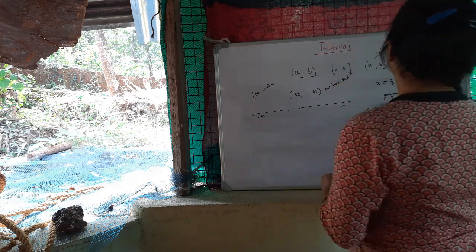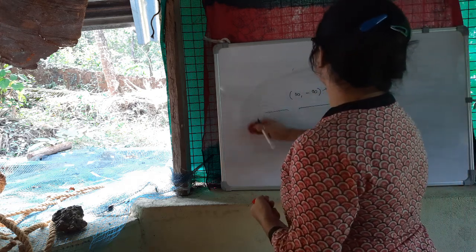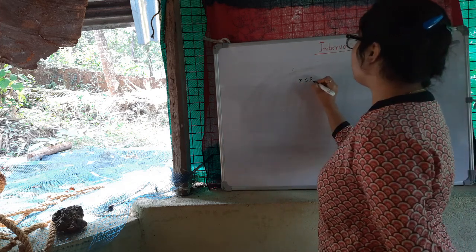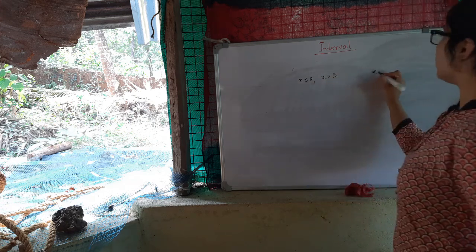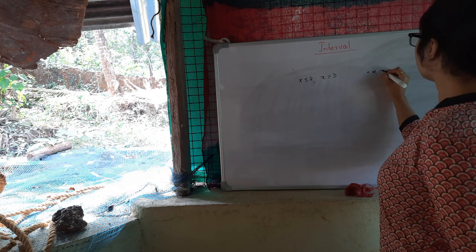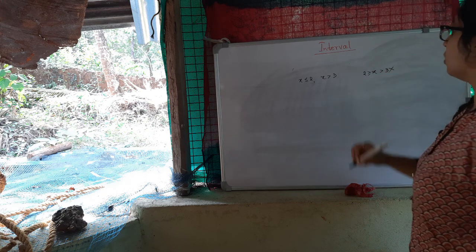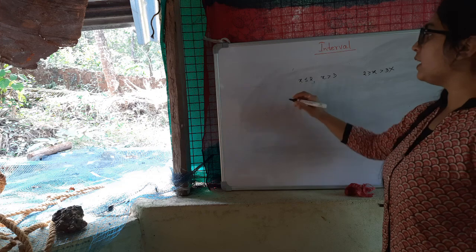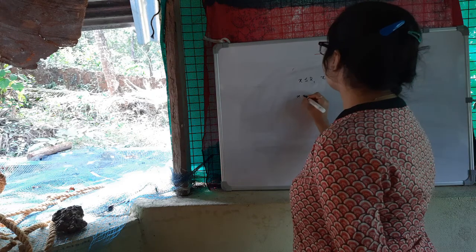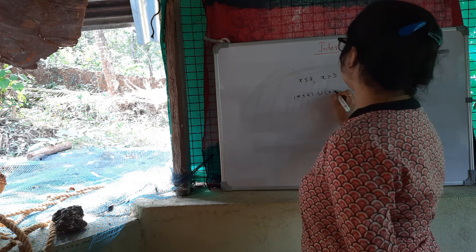You can have more than one interval also. Like I will show you. x less than or equal to 2, x greater than 3. If you write like this, this is wrong, because x cannot be less than or equal to 2 and greater than 3 at the same time. So it should be x less than or equal to 2 union x greater than 3, right?